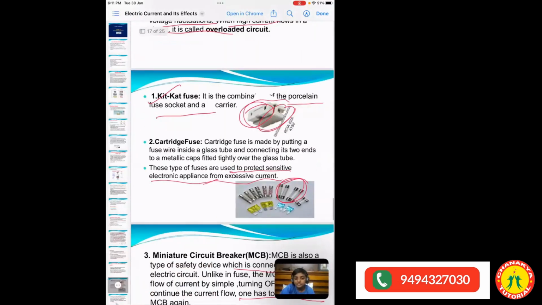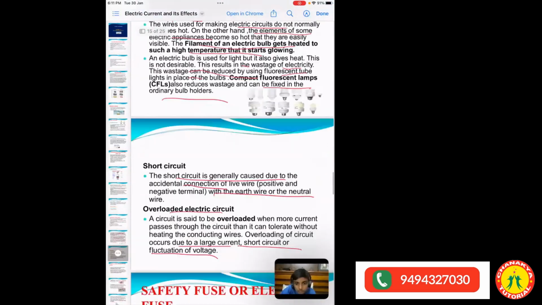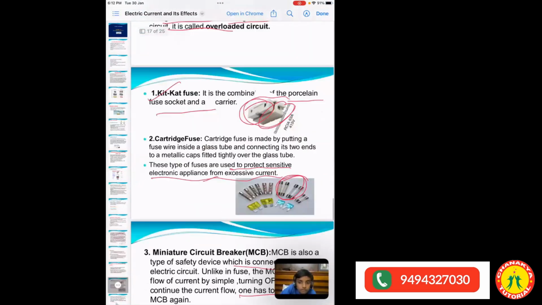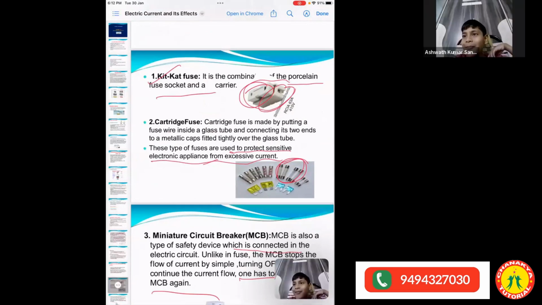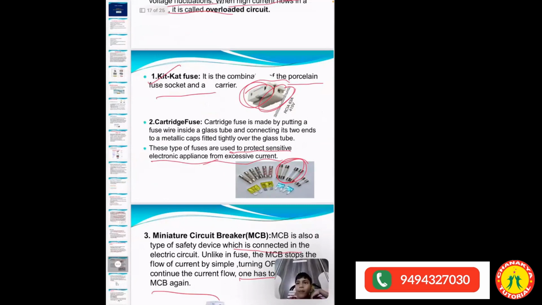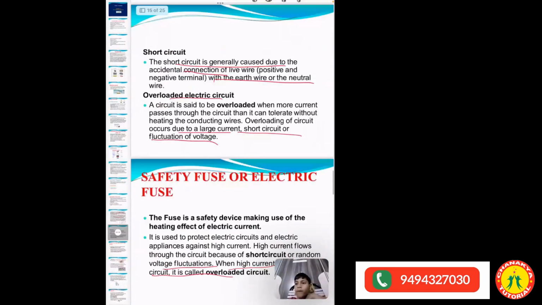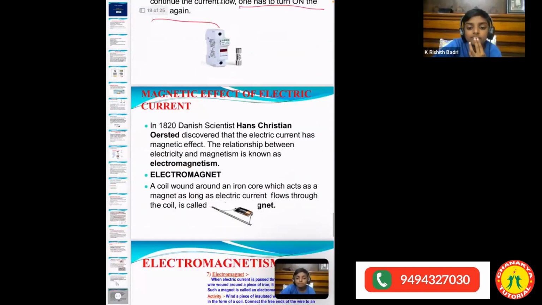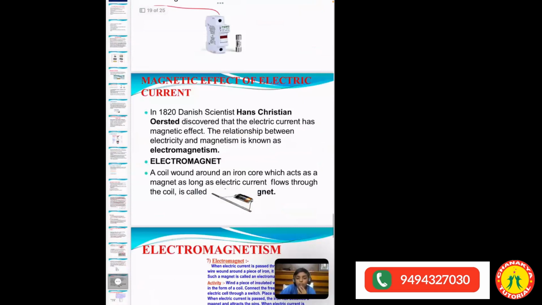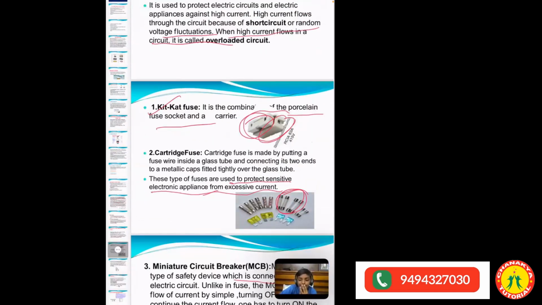Here, see. So these are the different kinds of fuse you might have seen at your home. Have you seen this? Yes, ma'am. To avoid the overloading of the current, we will be using this fuse. Fine. So this is for the protection of it.